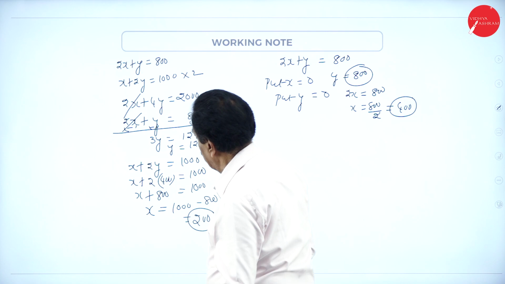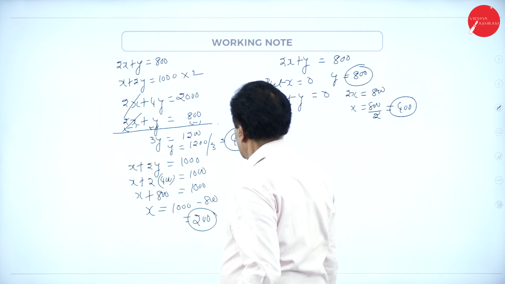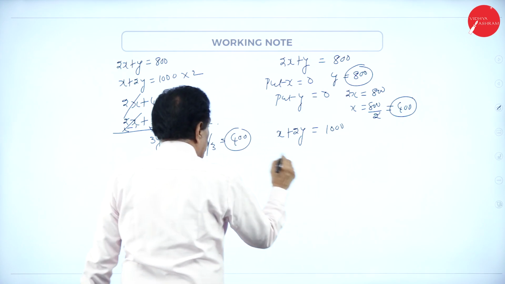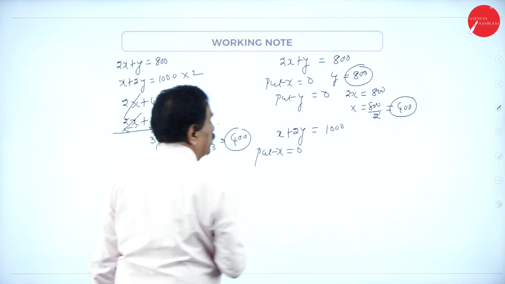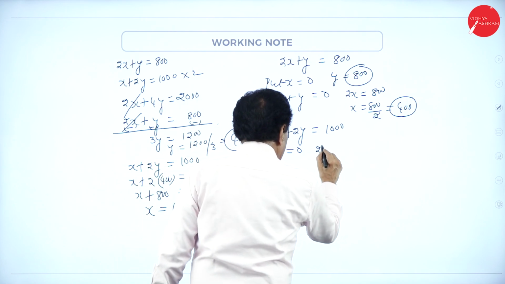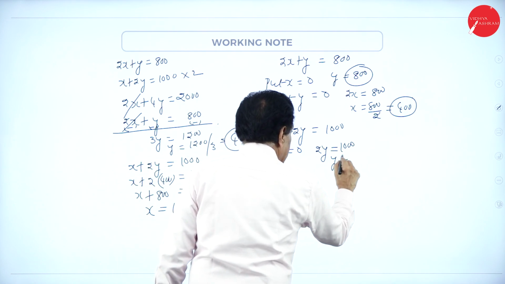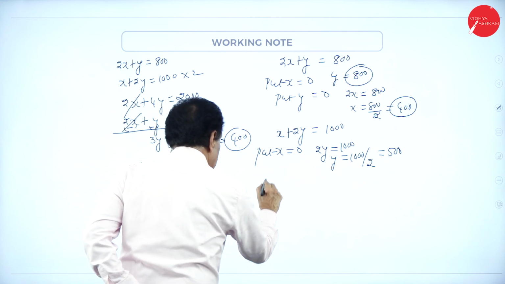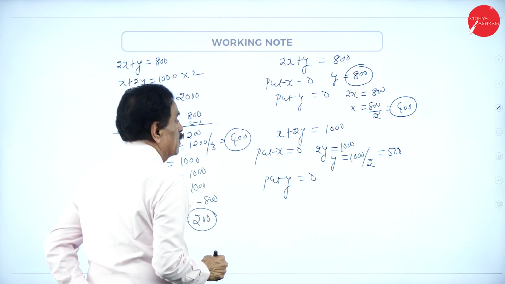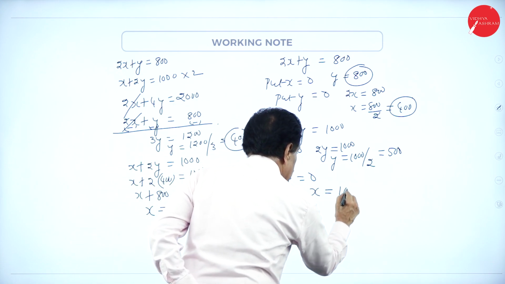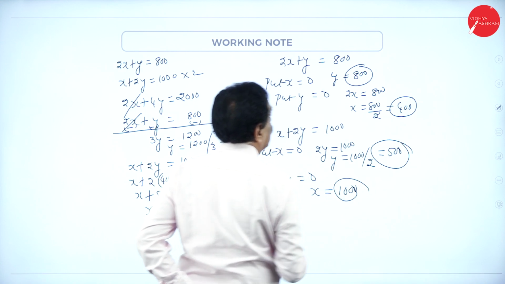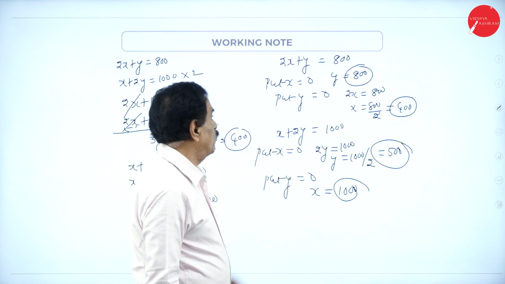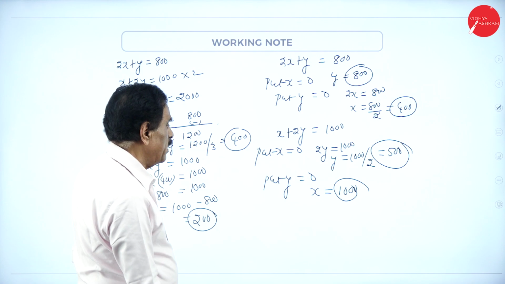We'll go to the second equation, x + 2y = 1000. Put x = 0, then 2y = 1000, so y = 1000 divided by 2, which is 500. Put y = 0, then x = 1000. So in the first equation, the y value is 800 and the x value is 400. In the second equation, they are 500 and 1000.